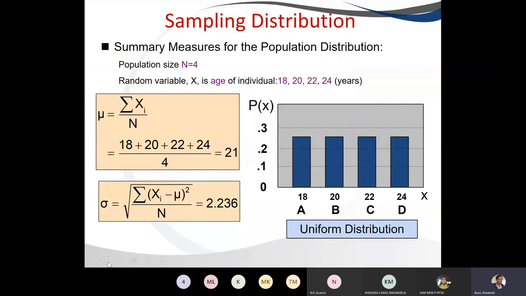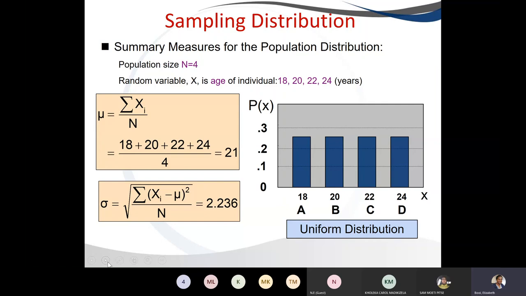I can calculate the mean of that population, and it gives me 21. I can also calculate the standard deviation of that population, and that gives me 2.2. If I look at the distribution of that population, I can see that it is not normally distributed because it does not follow a bell-shaped curve; it is a uniform distribution. Therefore, I need to take this and transform it into a normal distribution.